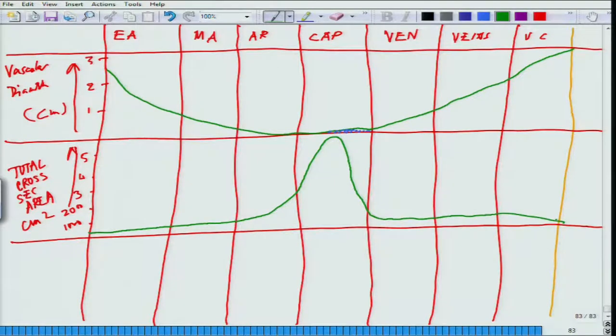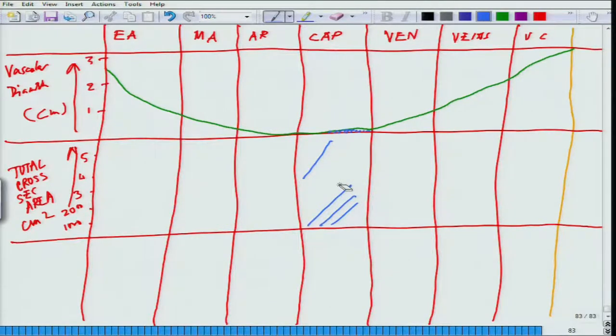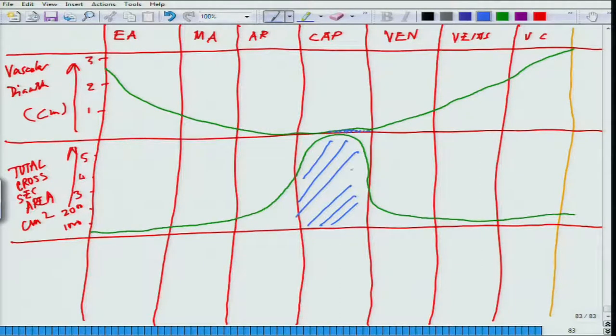So if you look at it, the total cross-sectional area is highest in the capillaries. So actually, this graph should shift slightly. Sorry, let me redraw the graph for you. It's more like this. This is how the total cross-sectional area changes.